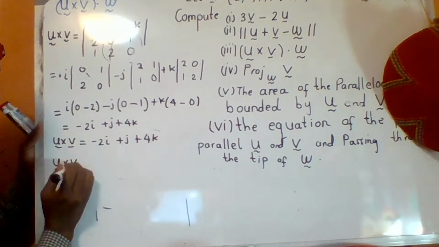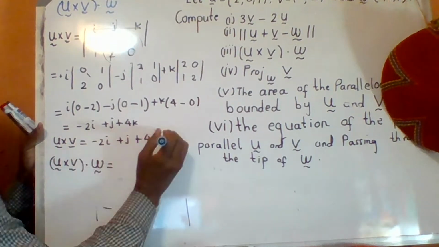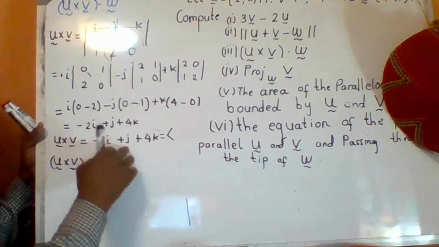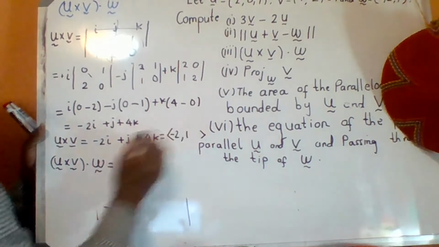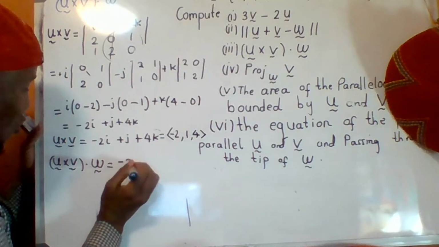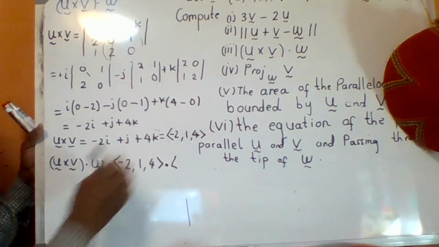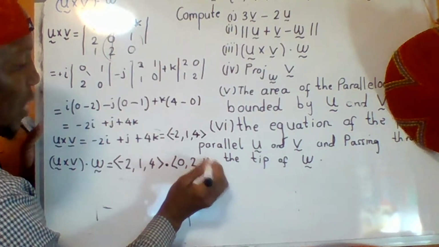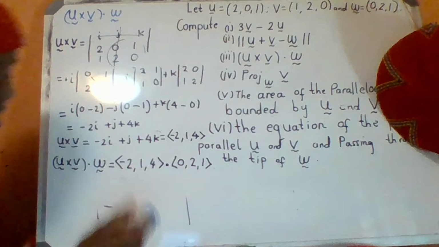So now we go for the next one. They say cross and then dot w. So now we have u cross v, which we have. So now we have to dot w. Let's see how we dot. This is a vector, or sometimes you can write it like this: negative 2, 1, 4. If you want to write it as a bracket vector, you can say negative 2, 1, and 4. W is given, 0, 2, 1, right there. So it's going to be 0, 2, and 1.